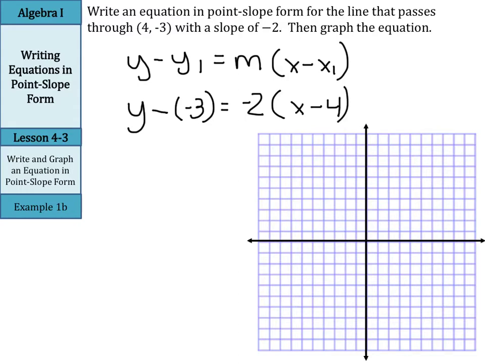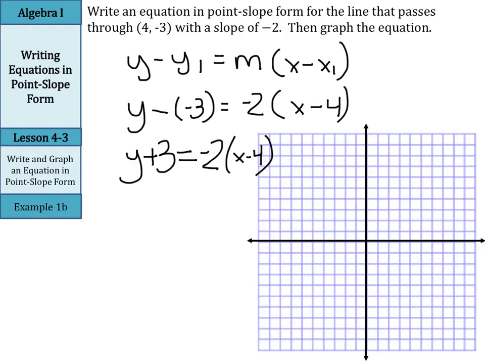Now to simplify this, we have the minus negative 3 here, so I'll change that into y plus 3 equals -2 times x minus 4. And that's simplified point-slope form.